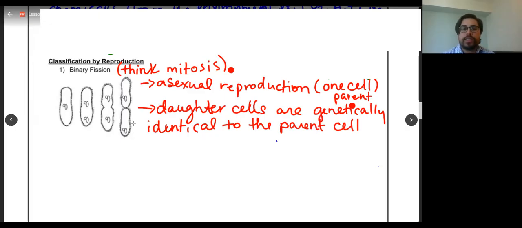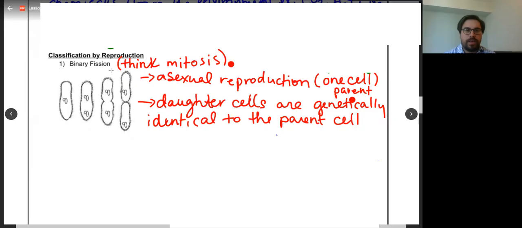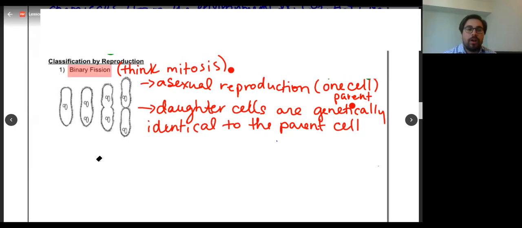Okay. This one should make quite a bit of sense. My hope is that you remember it from grade 10 science. And if you don't, the big takeaway here is that they are genetically identical daughter cells, and there's only one parent, therefore it is asexual. That's the big takeaway for binary fission.